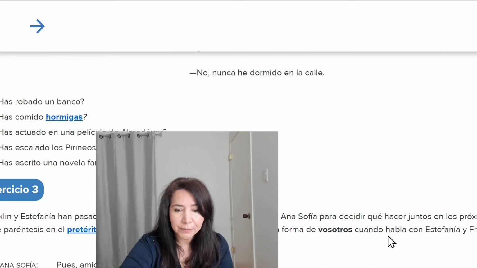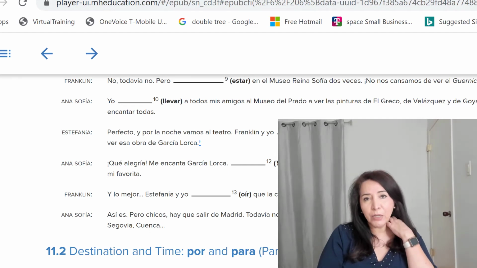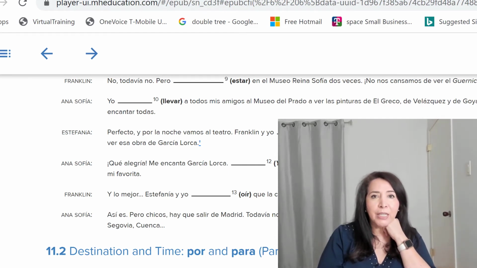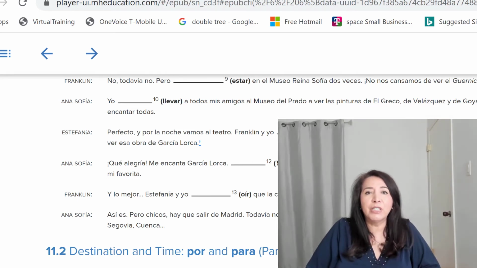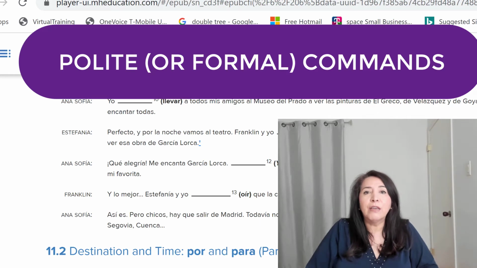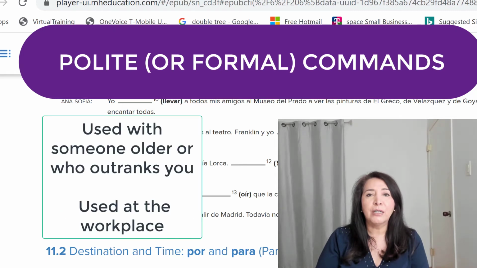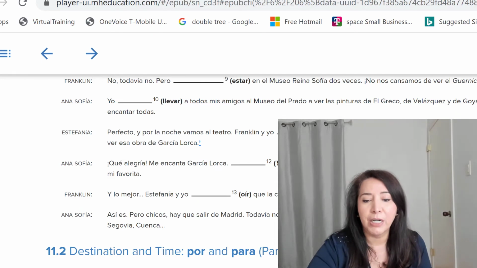Let's go to the polite commands. Polite commands. A polite command is when you tell somebody what to do. Now, if they are your friends, there's a way in Spanish that you tell them what to do. It's informal, okay? However, and many of you I know may already know that form, but in this chapter, we are learning the formal commands, also known as the polite commands. These are the commands that you would give to somebody who is older or maybe in a job situation at work. You would use the formal or polite commands. So these are the ones that we're learning.